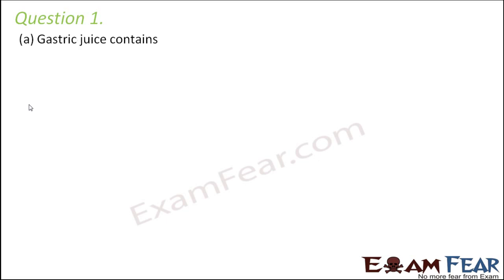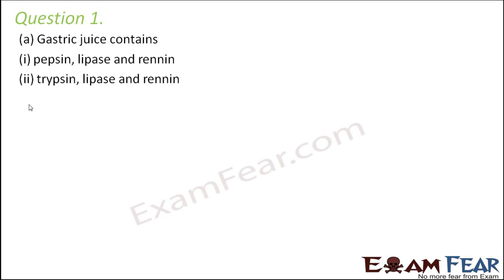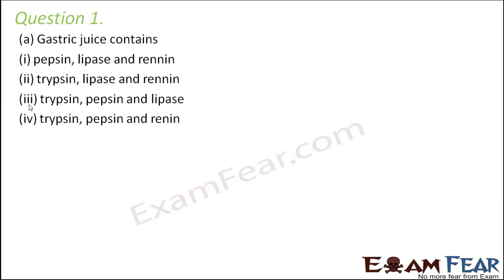It says gastric juice contains pepsin, lipase and renin, or trypsin, lipase and renin, trypsin, pepsin and lipase, or trypsin, pepsin and renin. So which part of the body does gastric juice get secreted from? Gastric juice is secreted from the stomach. In the stomach, mostly digestion of proteins and fats takes place. Which particular enzyme helps in the digestion of proteins? Pepsin, right? So pepsin, lipase and renin.